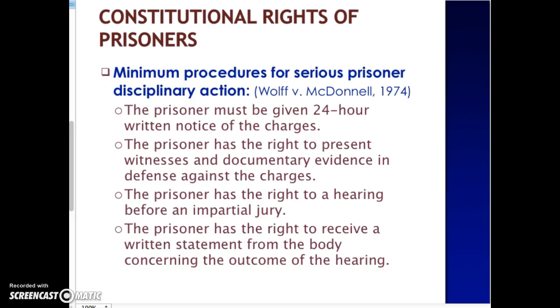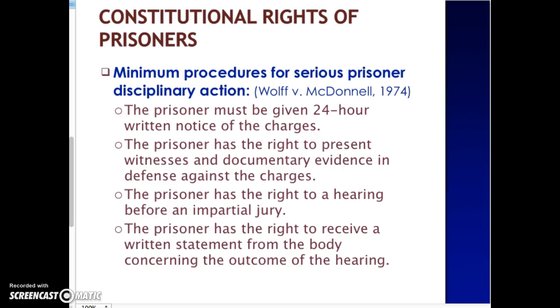And so this comes into play when inmates commit some type of violation as outlined in institutional guidelines. Basically what they're saying here is that just because you're in prison doesn't mean your due process goes out the window, and that there are minimum due process rights guaranteed for disciplinary purposes. The prisoner must be given 24-hour written notice of the charges. The prisoner has the right to present witnesses and documentary evidence in defense of the charges against him or her.